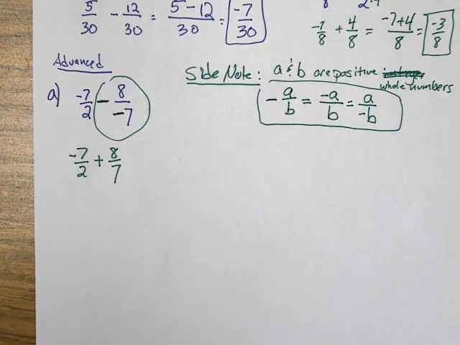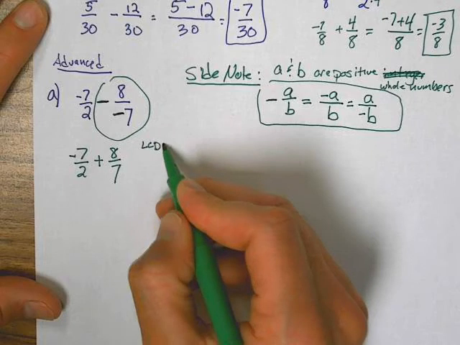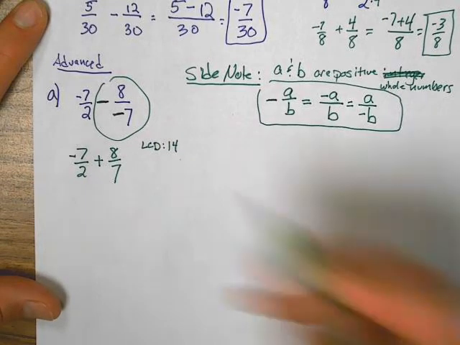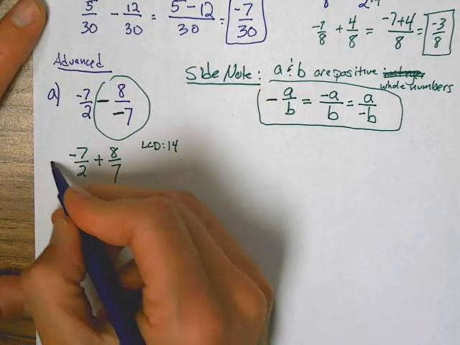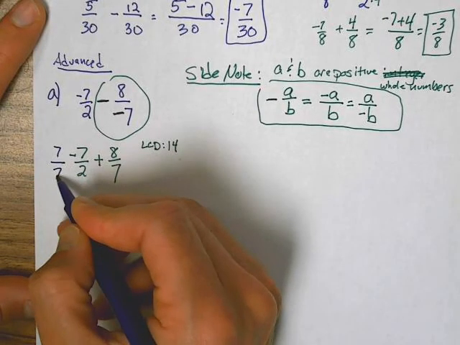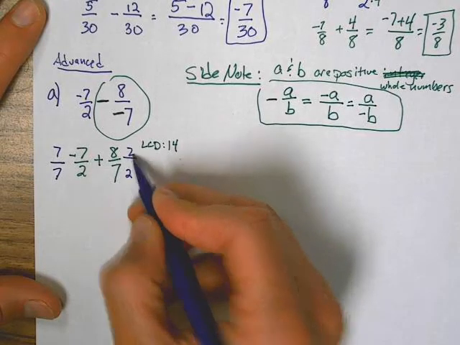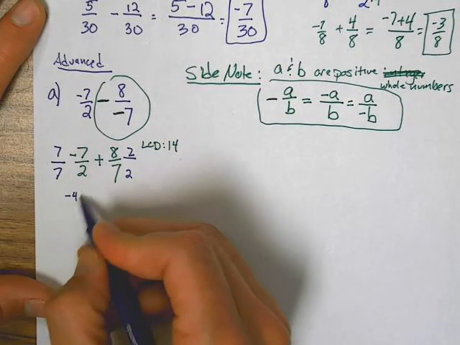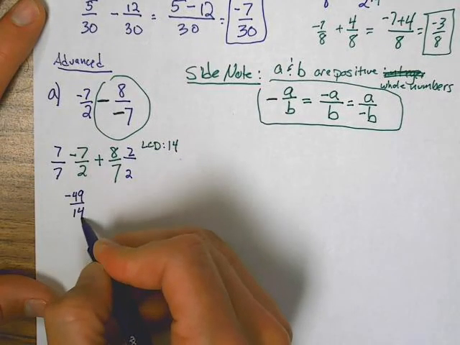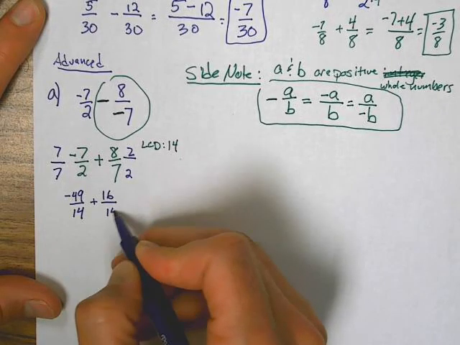Now this is really not any different than the basic example. The lowest common denominator of 2 and 7, the LCD, would be 14. That's the smallest number that both of those divide into. So I would multiply this first fraction by a 7. 7 times 2 becomes 14. And I'd multiply the 7 by a 2 on that fraction to get a 14. So this would become negative 49 over 14. And then 8 times 2 is 16. 7 times 2 is 14.